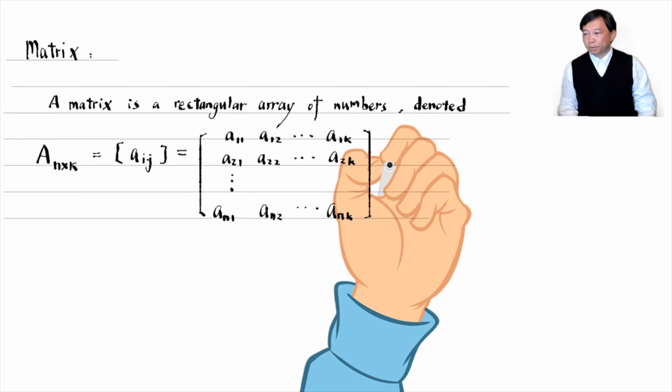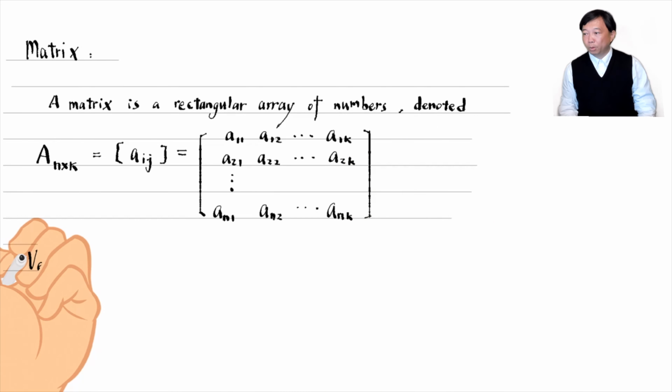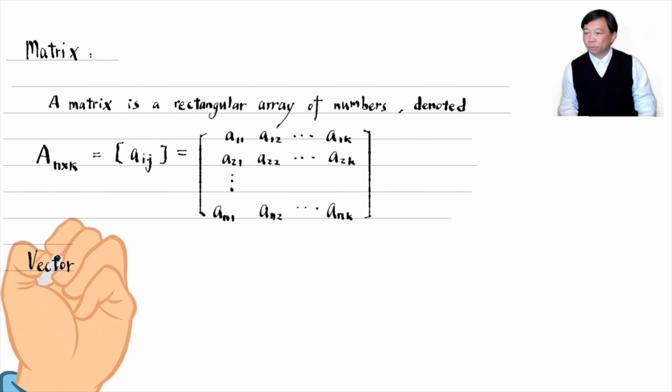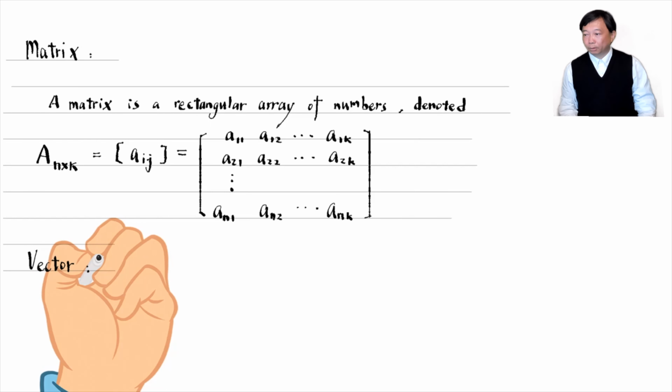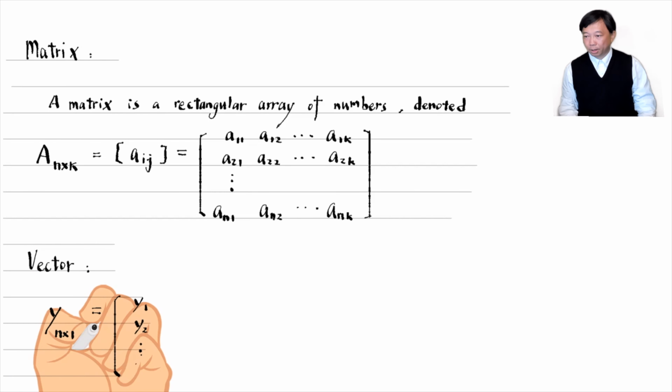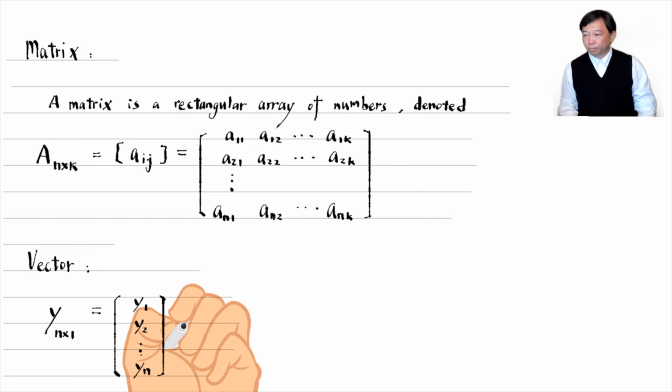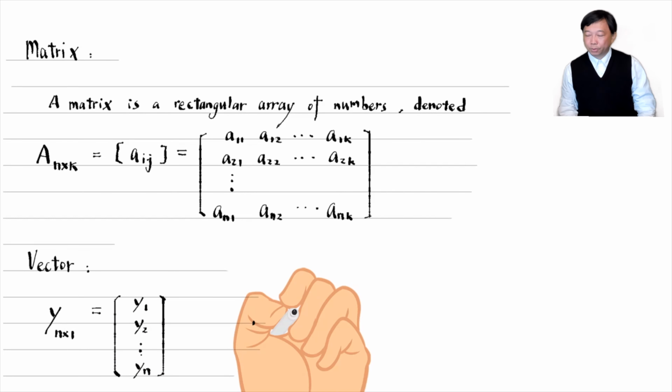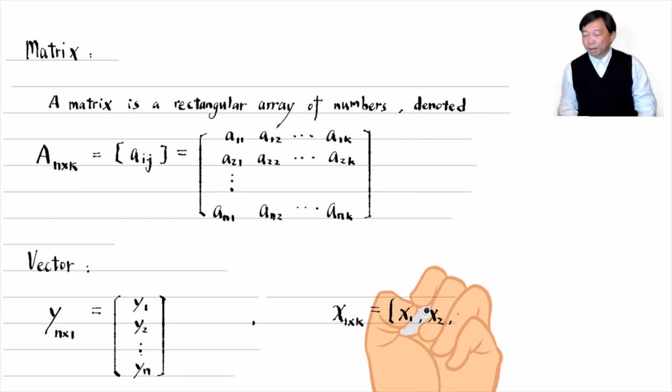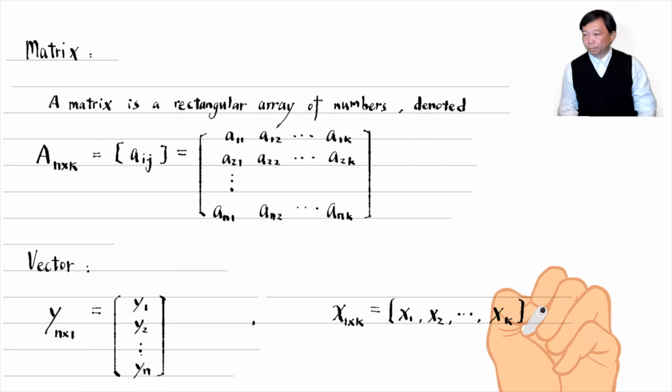A vector is a special type of matrix with only one column or one row. An n by 1 matrix is called a column vector and can be written as follows. A 1 by k matrix is called a row vector and can be written as follows. As I mentioned, a matrix or a vector is a particular arrangement of numbers, and the sample we use in a regression model is also an arrangement of data. It is suitable to write regression models in matrix form.